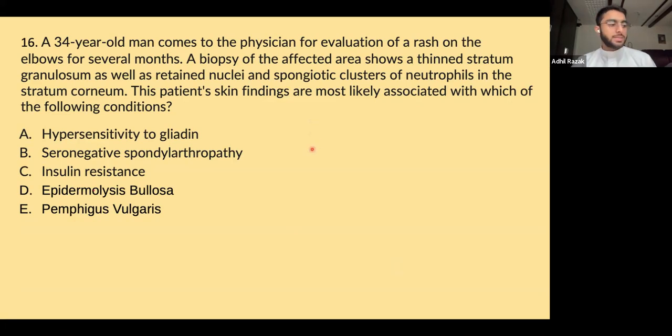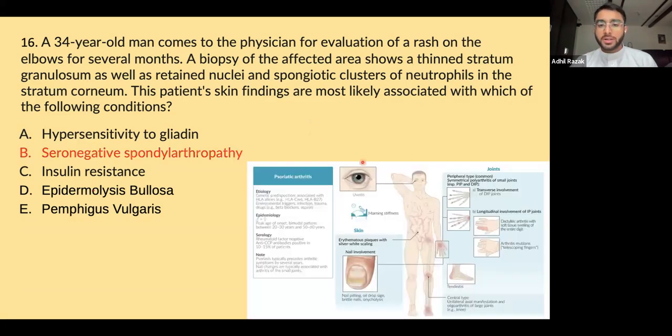Yep, it is B. It is seronegative spondyloarthritis, because what this patient has is psoriatic arthritis. You can see the rash on the extensor surface and the thin stratum granulosum, retained nuclei, spongiotic clusters of neutrophils in the stratum corneum, very characteristic of psoriasis, gives it away. It is psoriatic arthritis, and it is associated with seronegative spondyloarthropathies.